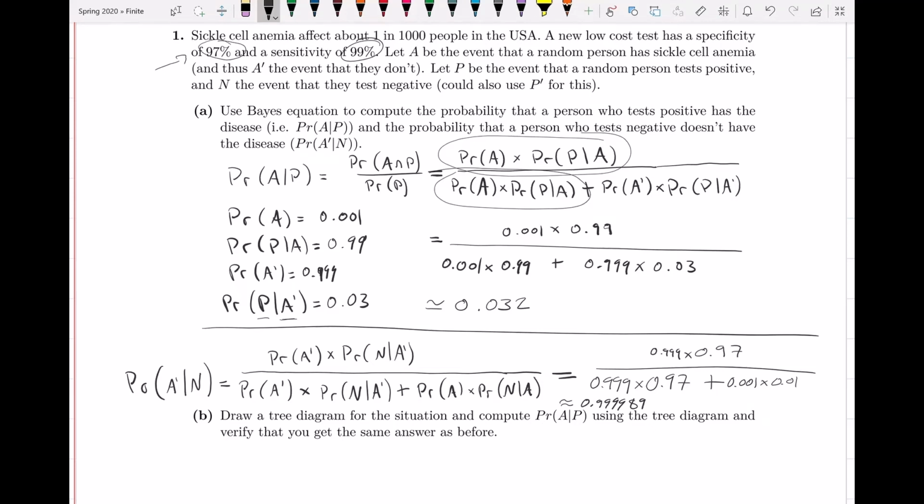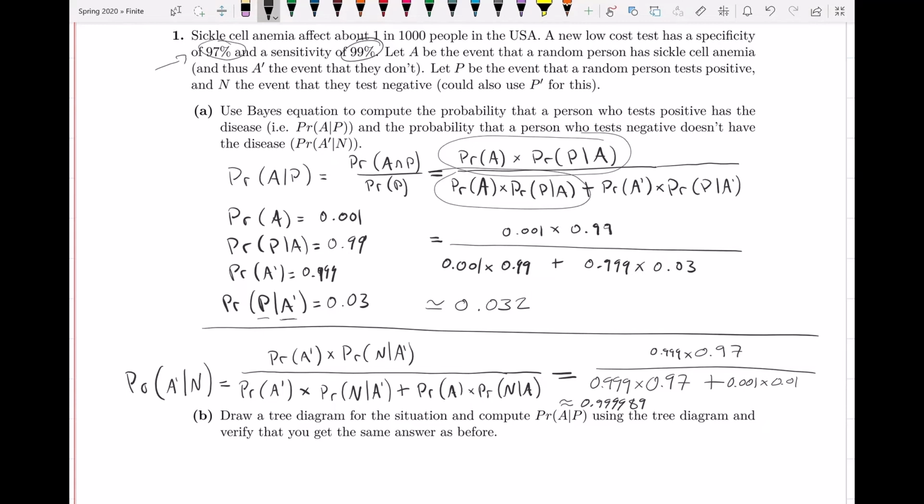So what this is saying is that given this test, if a randomly selected person tests negative, it's almost a certainty that they don't have the disease. But if they test positive, it's only about a 3% chance that they do have the disease, which is a lot higher than a random person having the disease without testing positive, but it's still not very high.